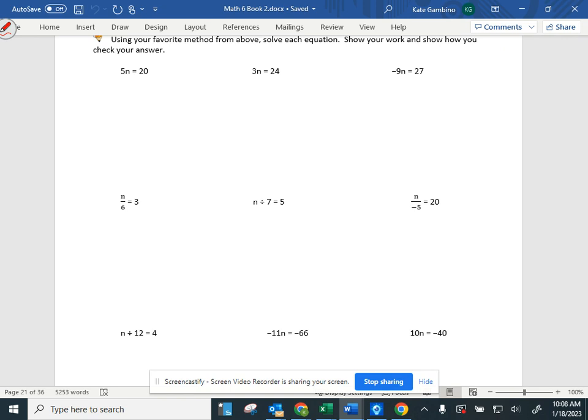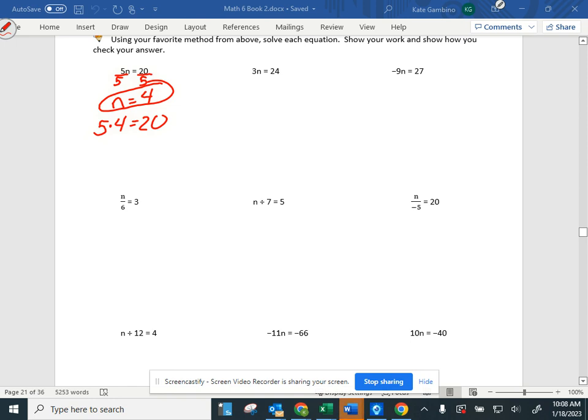So you divide by 5. Yeah, because it's 5 times n, so I'm going to divide both sides by 5. 20 divided by 5 is 4. Then I want to check my work. So I'm going to say 5 times 4 equals 20. That is true. Yep, this is my answer. I'm going to circle my answer so I know which one it is.